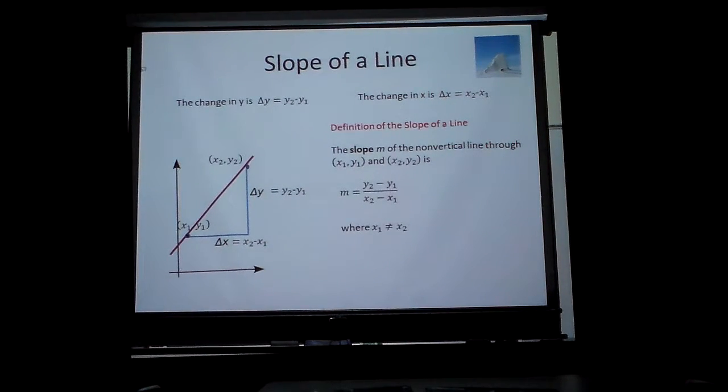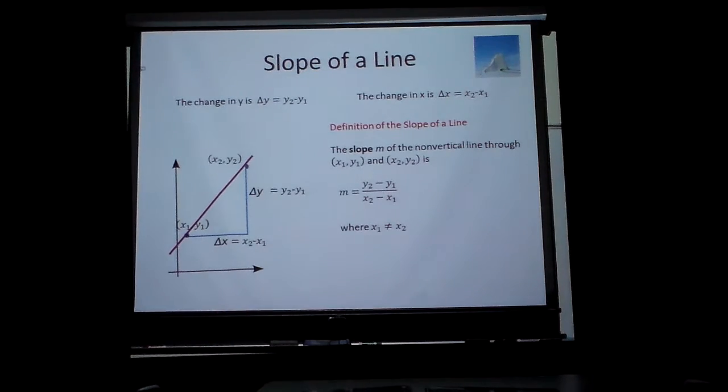But a little disclaimer: what can x1 and x2 not equal? Each other, because if they equal each other, you get 0 in the denominator. And can you divide by 0? No, hence then you would have a what? You would have a vertical line, not a non-vertical line.